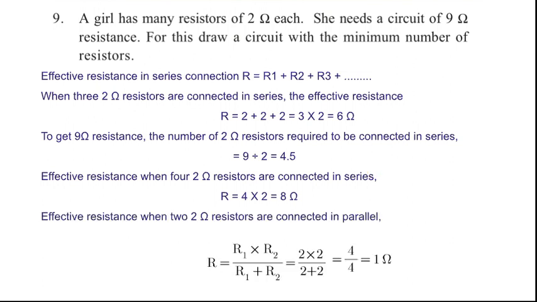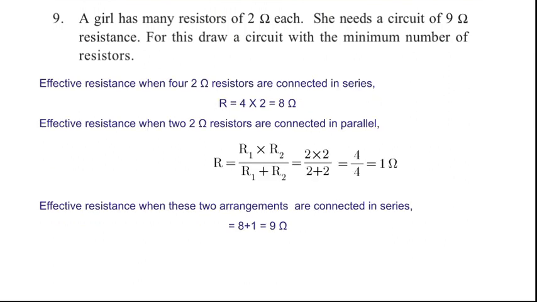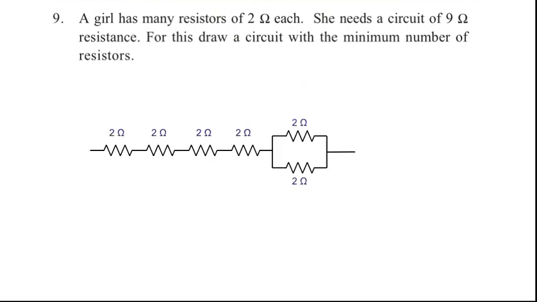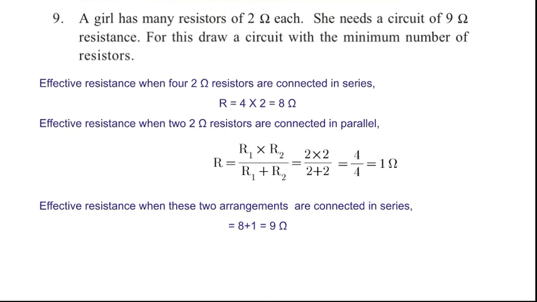Now, if you are connecting two 2 ohm resistors in parallel, then the effective resistance will be R1 R2 by R1 plus R2, that is 2 into 2 divided by 2 plus 2. You would get 4 by 4 equal to 1 ohm. So, if two 2 ohm resistors are connected in parallel, you will get 1 ohm effective resistance. We would get 9 ohm resistance if these two arrangements, 8 ohm and 1 ohm, are connected in series: 8 plus 1 equal to 9 ohm.